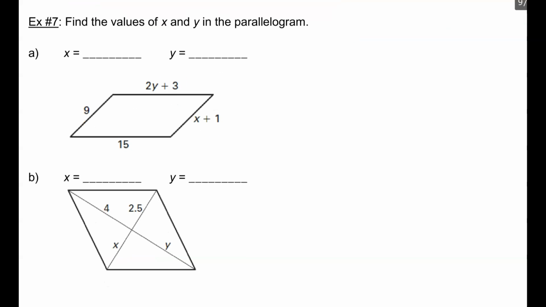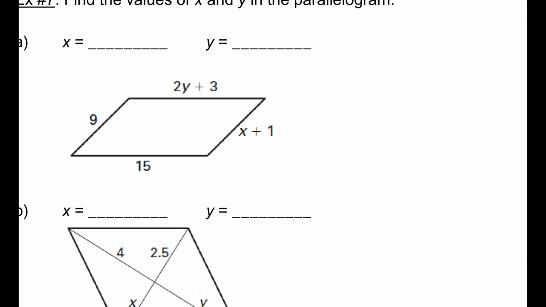Awesome. All right, find the value of x and y in the parallelogram. Here we go. Well, opposite sides in a parallelogram are congruent. So let's stick with the 1 tick mark first. We have 9 equals x plus 1. Subtract 1, we get 8 is equal to x.